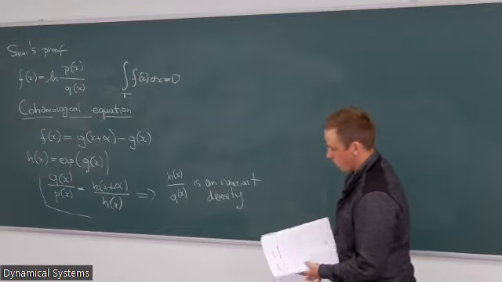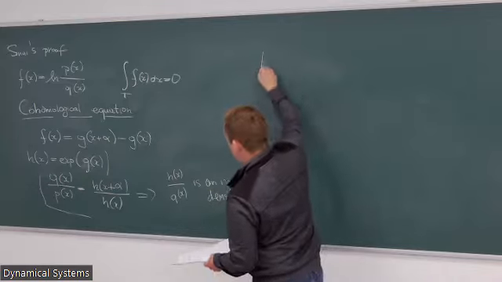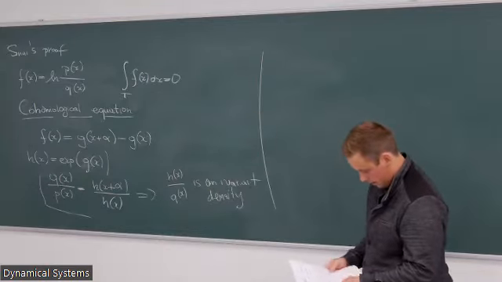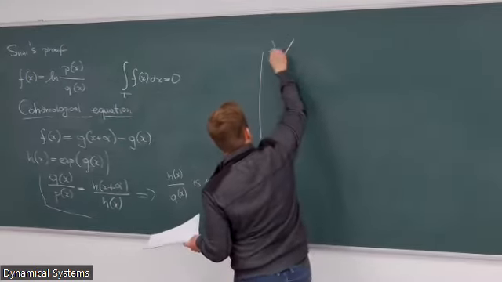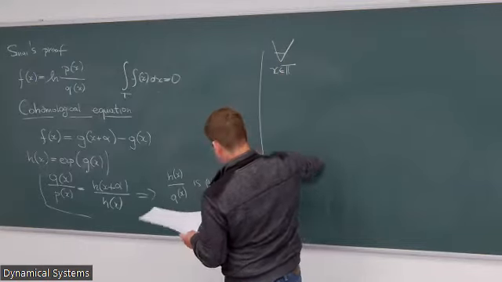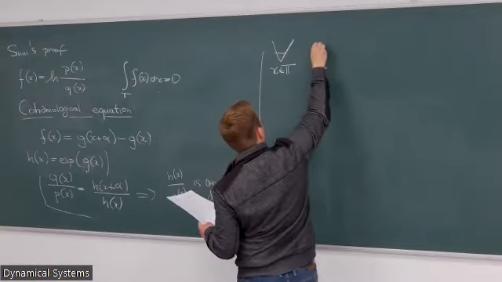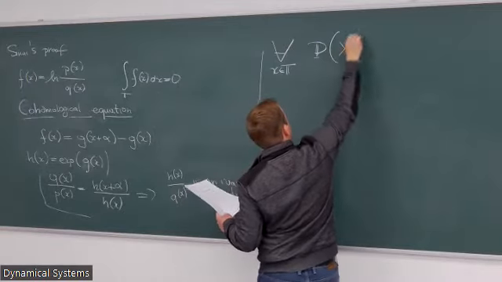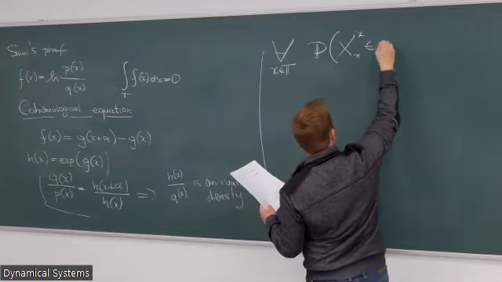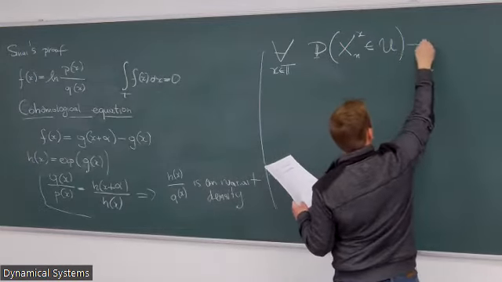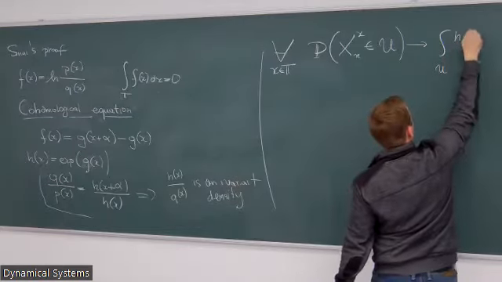As I said, in this case we have an explicit formula for how this measure looks like. So to prove unique ergodicity, we just need to show that if we fix any point in the circle, a starting point, and consider the process starting from this point x, then the probability that this process starting from x after n steps is in some open interval u should tend to the integral of u on the density.